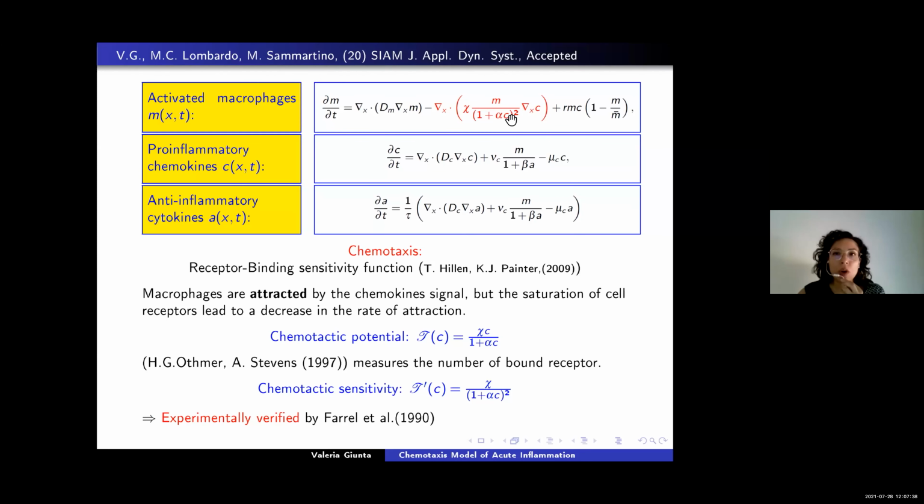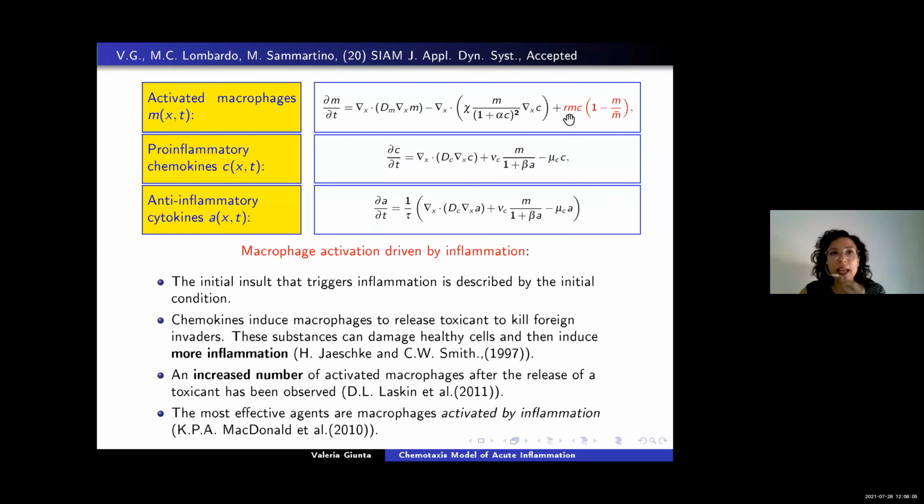When the density of C increases, the rate of chemoattraction is reduced because the receptors above the surface of the macrophages become saturated, and it leads to a decrease in the rate of chemoattraction. And the validity of this function here has been experimentally verified.